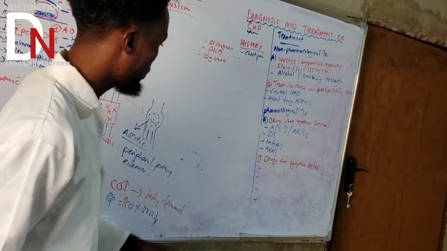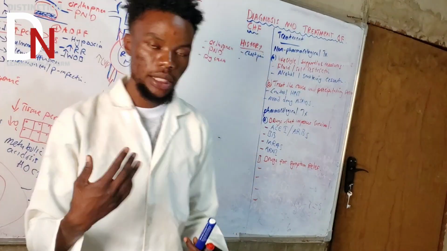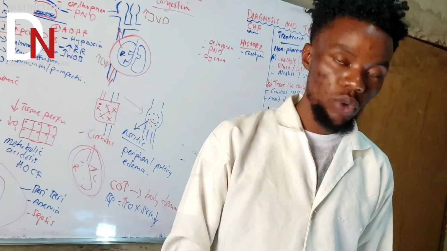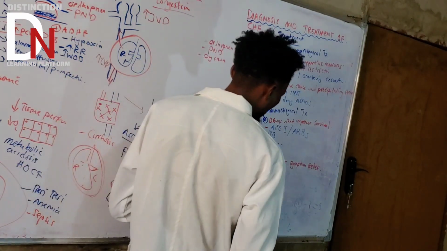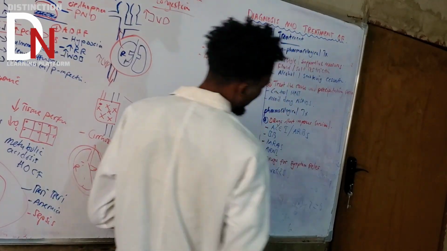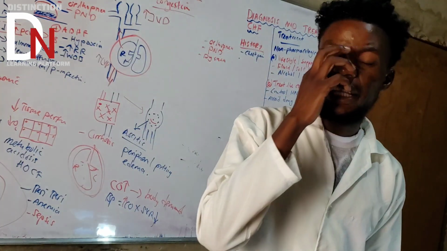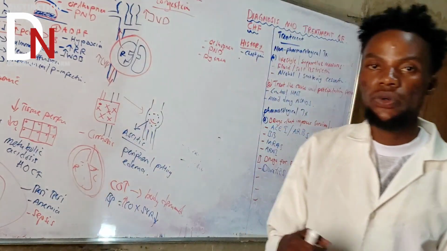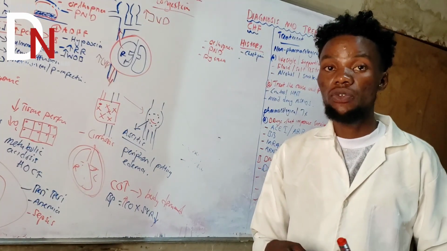So what else? There are also drugs for symptom relief. There are drugs now that are going to relieve the symptoms. The first one is diuretics. Remember that there are different types of diuretics. There are loop diuretics like furosemide. There are also thiazide diuretics like hydrochlorothiazide. There are also potassium-sparing diuretics.